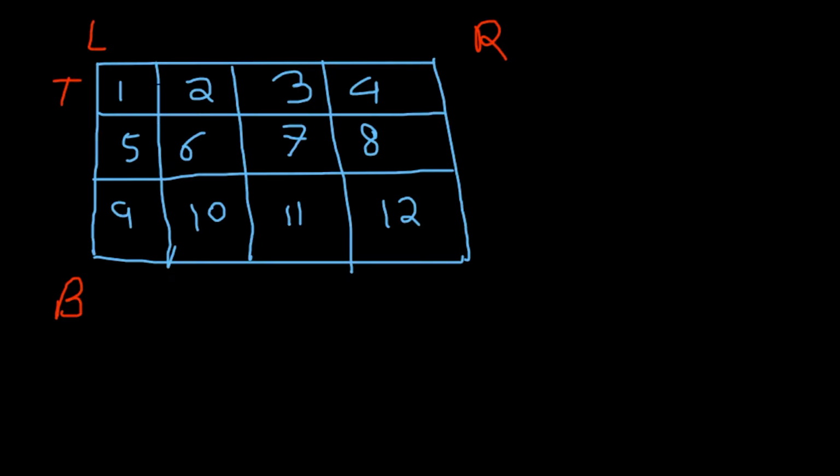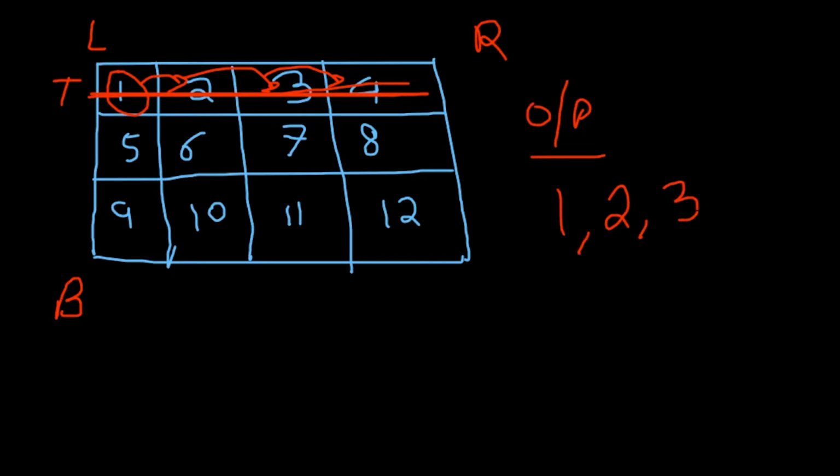Now what we will do is we will start from the top left part of the array and we will traverse to the right. So we will start from 1, then we will go to 2, then 3, then 4. Now notice one thing, after completion of this part of the array, we can have an output of something like 1, 2, 3 and 4.